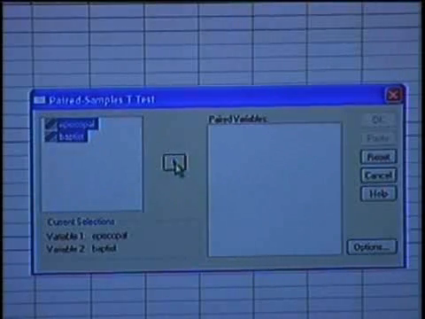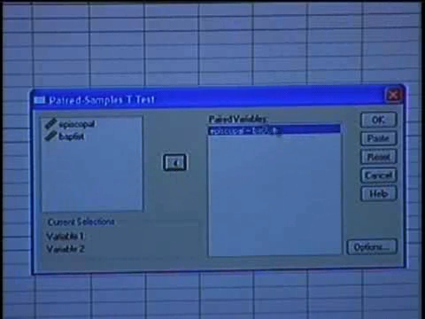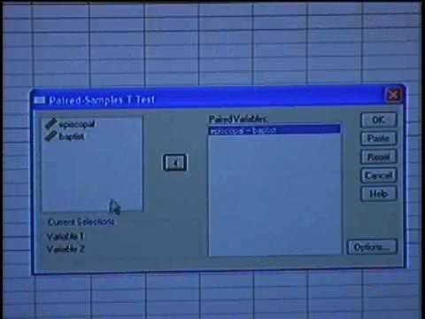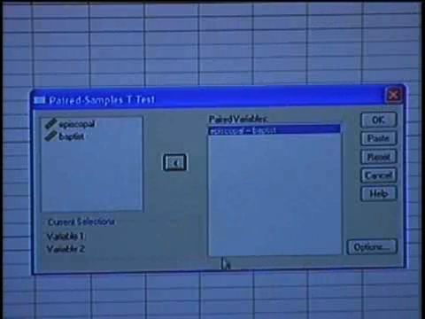You say you have to click both of them? Yeah, you do have to click both. And then it pairs them together. All right? So you might have a number of variables here that you might want to pair up. So you have to click the ones you want to pair up.